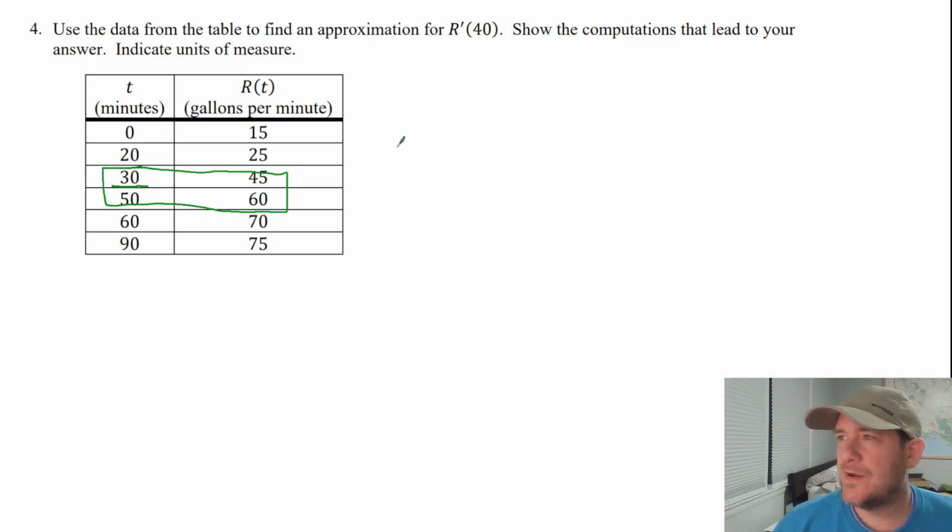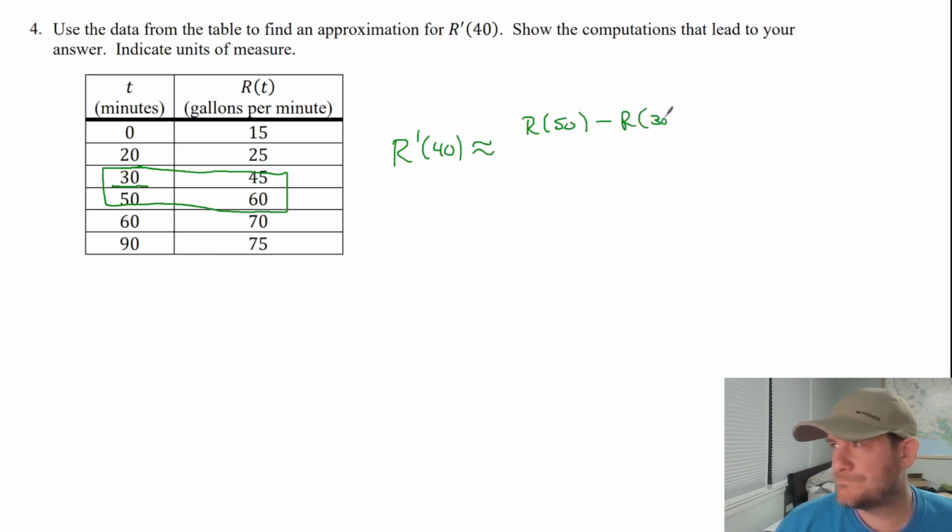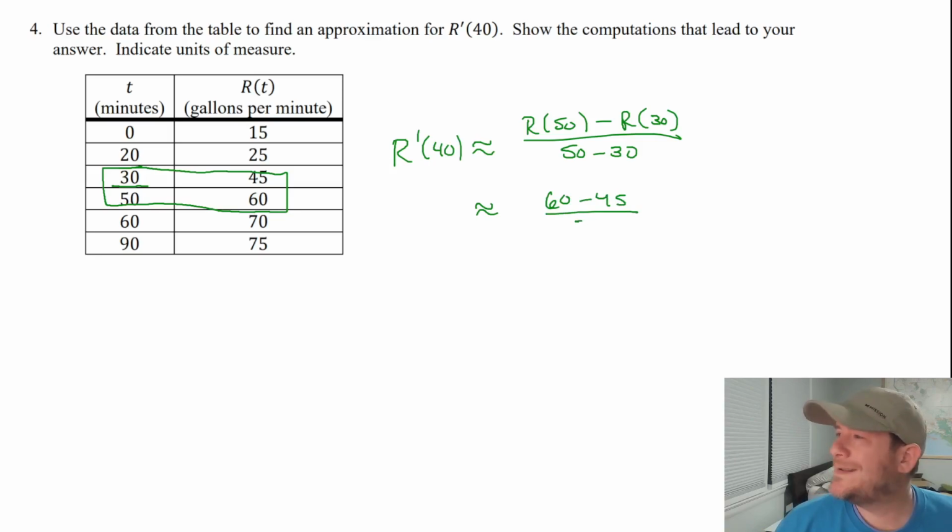So we know that r prime at 40 is just going to be approximately equal to the average rate of change between 50 and 30. So we're just going to do r of 50 minus r of 30 over 50 minus 30. And then just pull that data right out of the table. So it's going to be 60 minus 45 over 20, which is 15 over 20. And divide them both by 5, you get 3/4, aka 0.75.